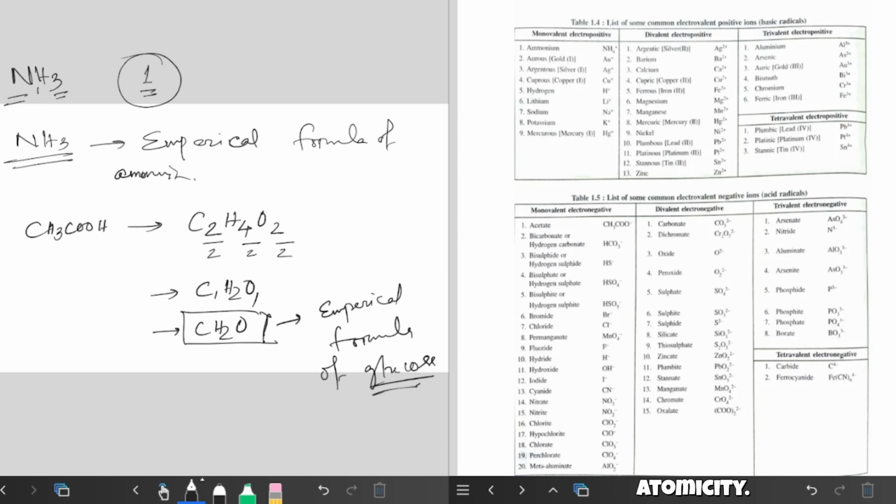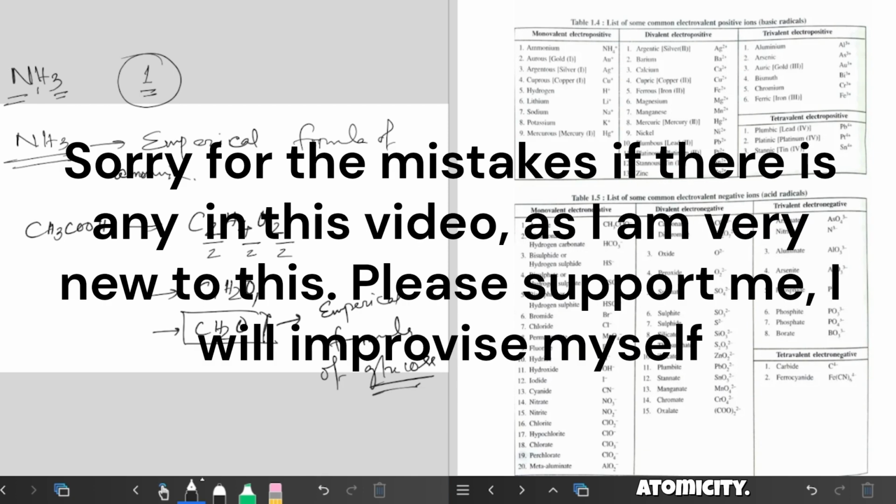Understood? So this is for today. In the next class we are going to discuss chemical equations, word equations, and how to balance chemical equations. I'll teach you not only the hit and trial method, but also the algebraic method, and if possible, a few equations of the partial equation method.